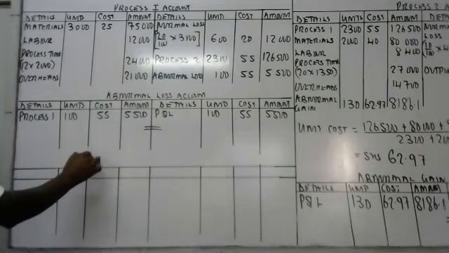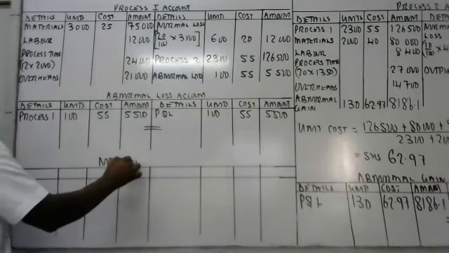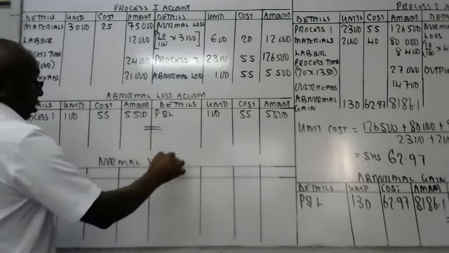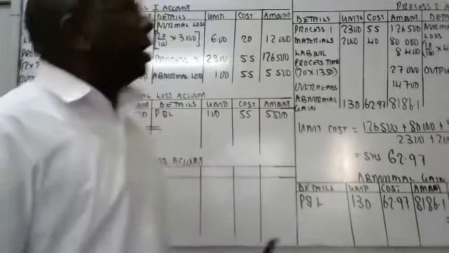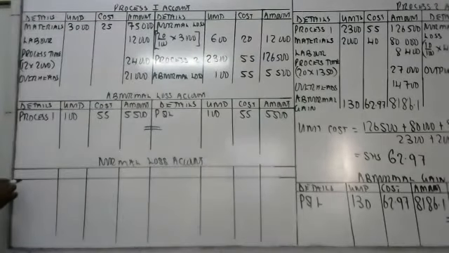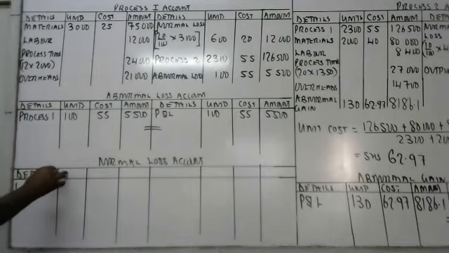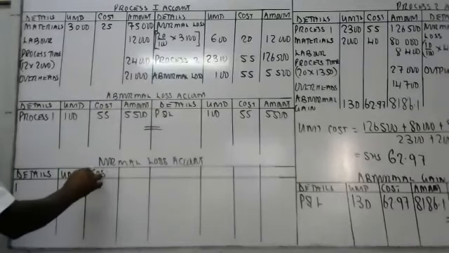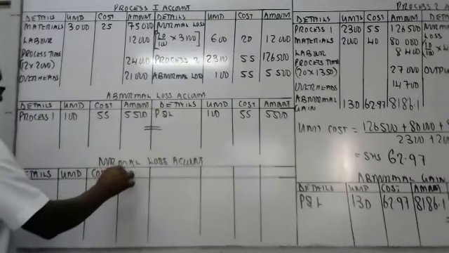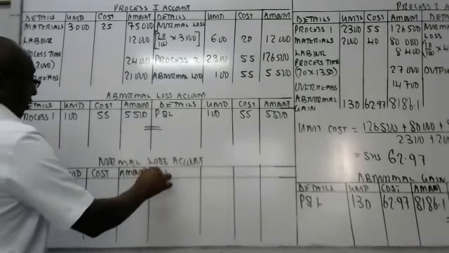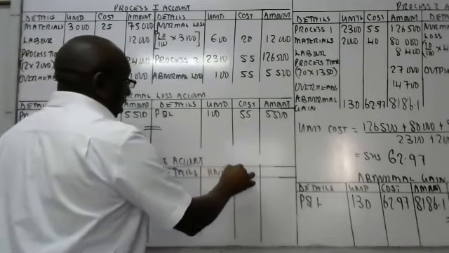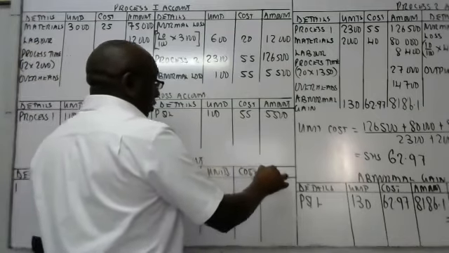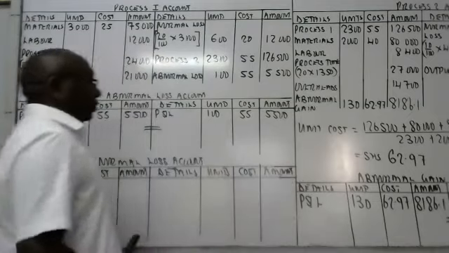Then we do the same for the normal loss. Normal loss account. So in process one, we have details here. Then we have units, costs, and amounts.